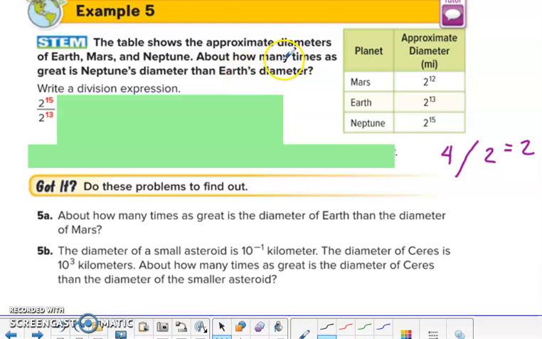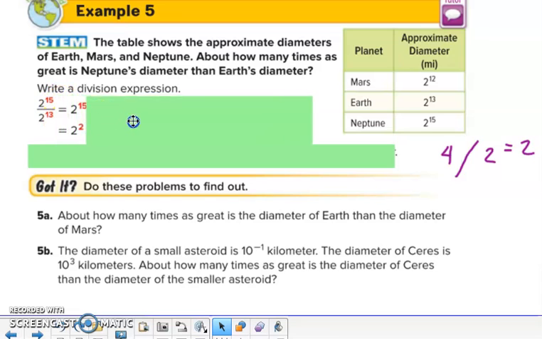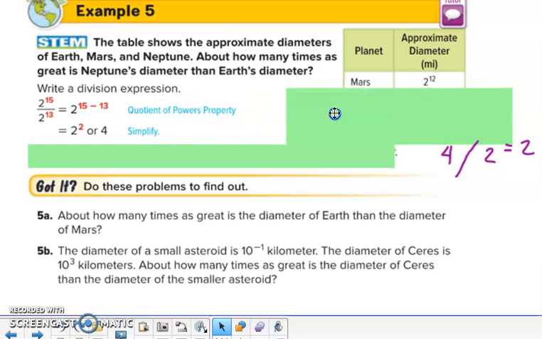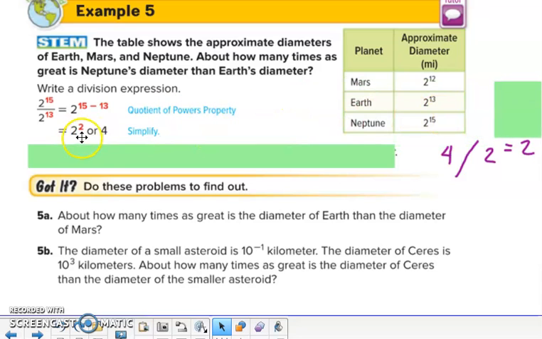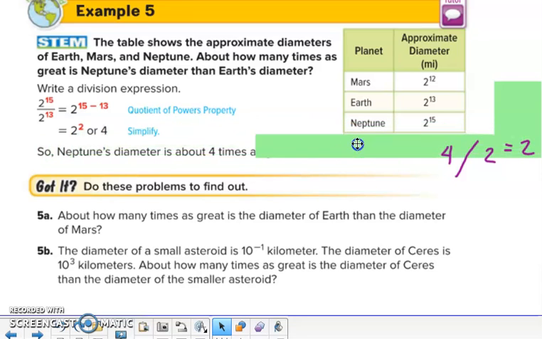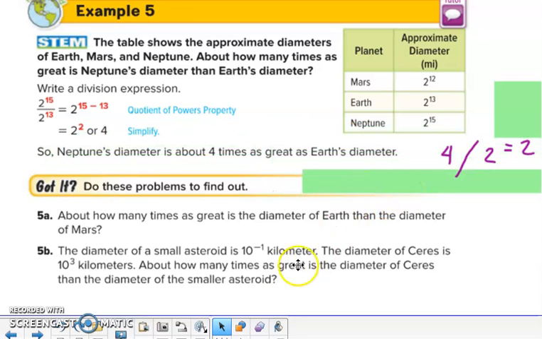But it says how many times as great, so it's definitely the largest one on top of the smallest one. Sometimes they'll ask how many times smaller, and then it would be the opposite. Let's keep going with this one. We're going to subtract those exponents, so we'll get 2 to the 2nd power, or 4. What does that tell you? That's 4 times the diameter of Earth.